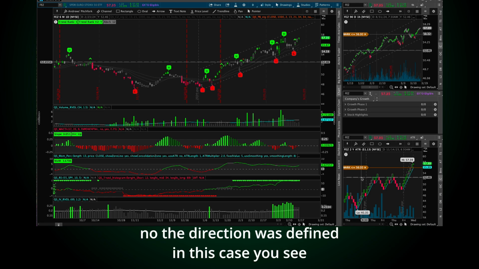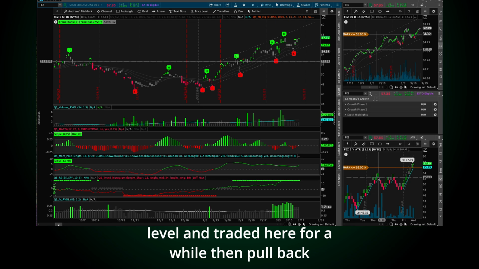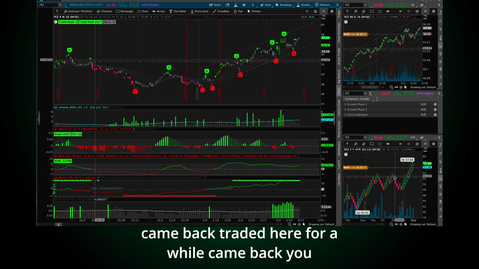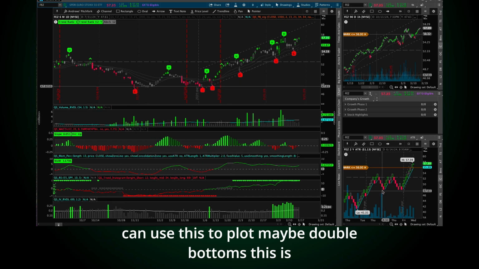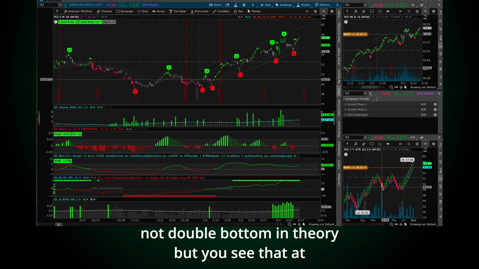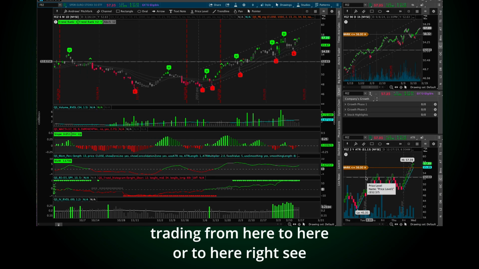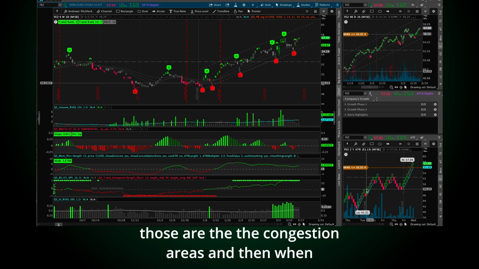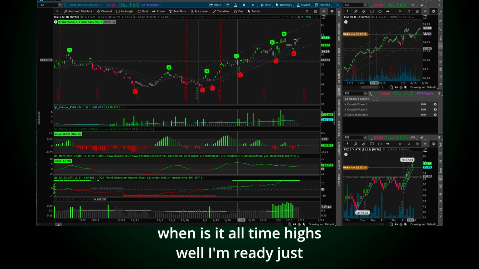The direction was defined. In this case, you see in the Renko chart that it started going up to this level and traded here for a while, then pulled back, came back, traded here for a while, came back. You can use this to plot maybe double bottoms. This is not a double bottom in theory, but you see at least a channel. You can plot that the stock was trading from here to here or to here, right? Those are the congestion areas. And then when I see this breakout above the congestion area, when it's at all-time highs, well, I'm ready.